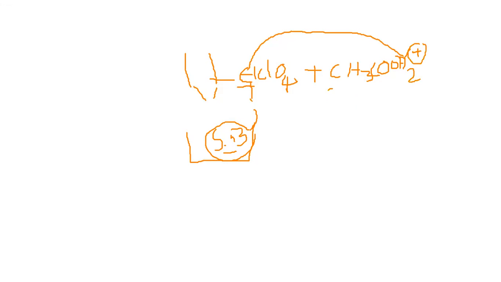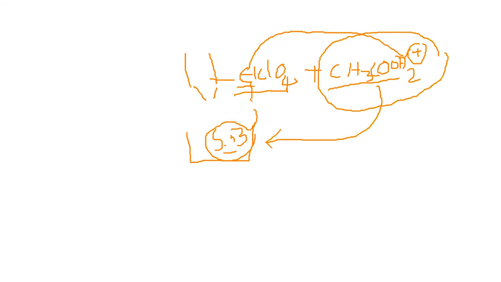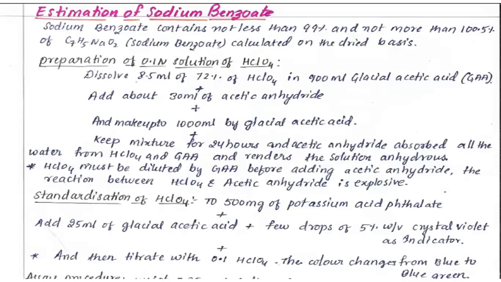Now this onium ion has more capability to release H+ ion, and that released H+ ion can be easily accepted by the base, right? So that means the onium ion will be acting as a mediator between perchloric acid and sodium benzoate, which is a weak base. So that is the reason we are using a non-aqueous solvent, that is glacial acetic acid. The perchloric acid is dissolved in glacial acetic acid.